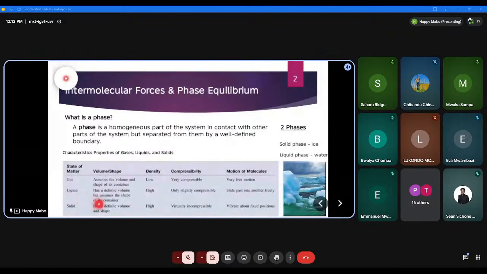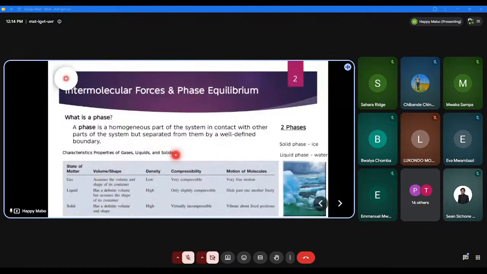For solids, we've got defined volumes and defined shapes. Their densities are quite high and they are virtually incompressible. You can't really compress them that much, and their particles vibrate about their fixed positions.